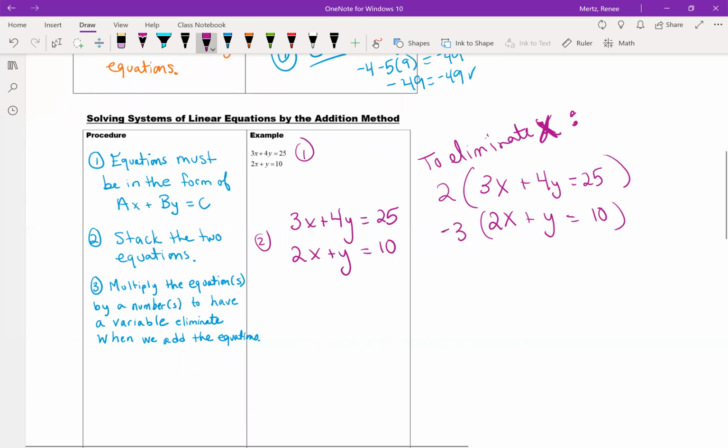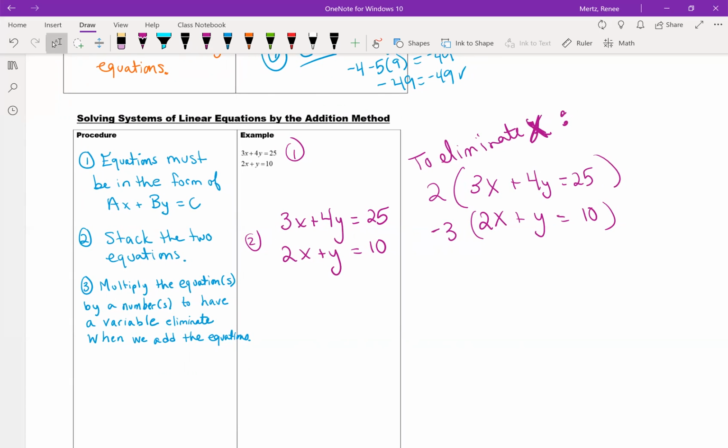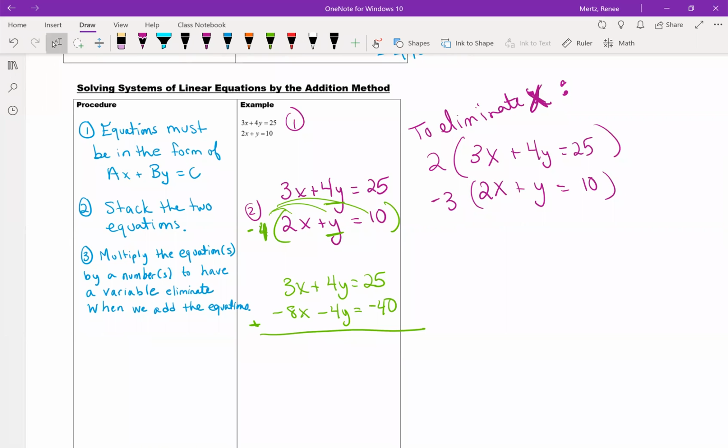If I wanted to eliminate y, that's a little bit easier for this one. So if I want to eliminate y, which is what I recommend doing, we have a 4y and a 1y, so I'd have to multiply by a negative 4 to get opposites. I bring them down, 3x plus 4y equals 25. Make sure you distribute that negative 4 to all three pieces. Negative 8x minus 4y equals negative 40. It's called the addition method or elimination because we're eliminating y by adding them together.